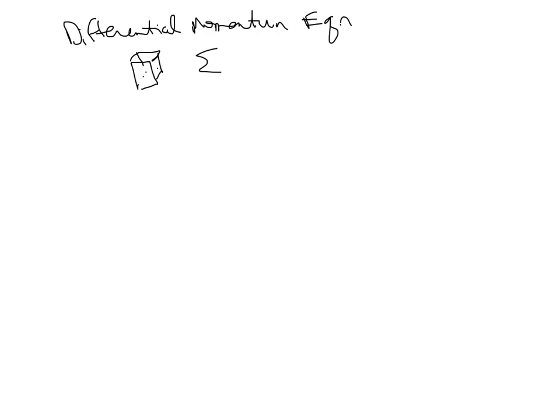Okay, today we derived the differential form of the momentum equation, and the starting point for this was to think about the momentum equation applied to a small box in the interior of the fluid. So that's our control volume for the purposes of the momentum equation.